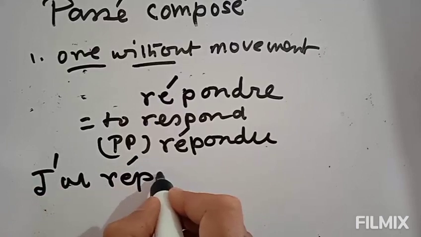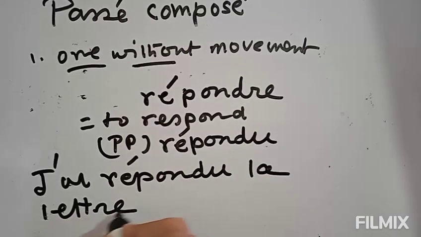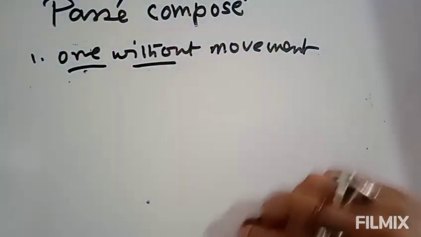If I say, j'ai répondu la lettre, that means I replied or I responded to the letter. The letter which came yesterday or previously, I have responded to that letter or I replied to that letter. J'ai répondu la lettre. So, these three categories, that is ER-ending, IR-ending and RE-ending, are regular categories. They follow the same rule to make their PP, and the same rule for making the passé composé.